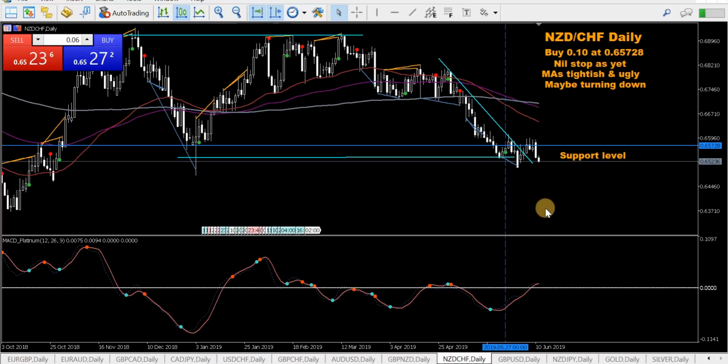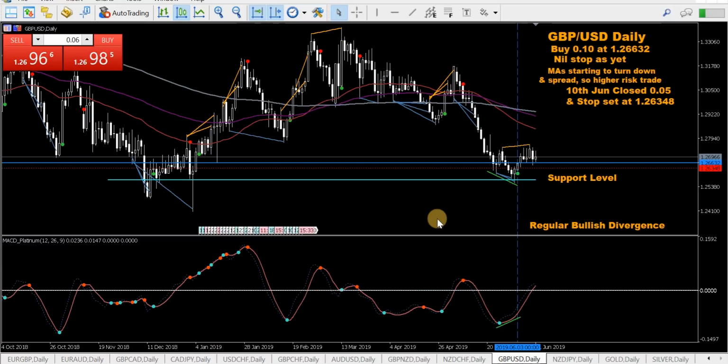Then work out, because that'll lock in a pretty small loss, and it'll be easy to work out. That's New Zealand Swiss pound USD. Took a buy back here.